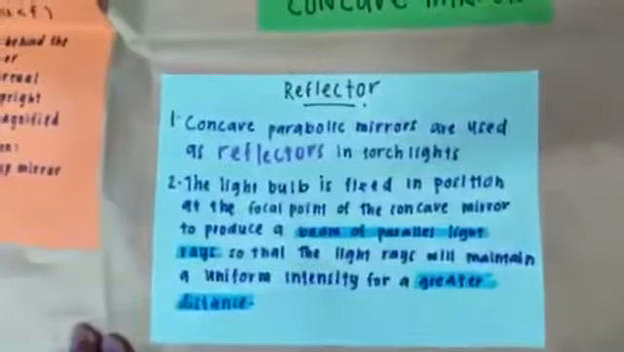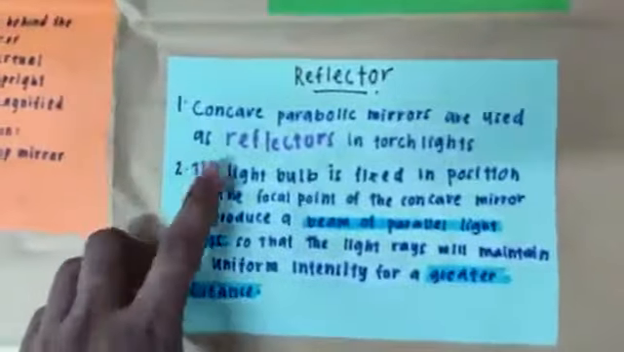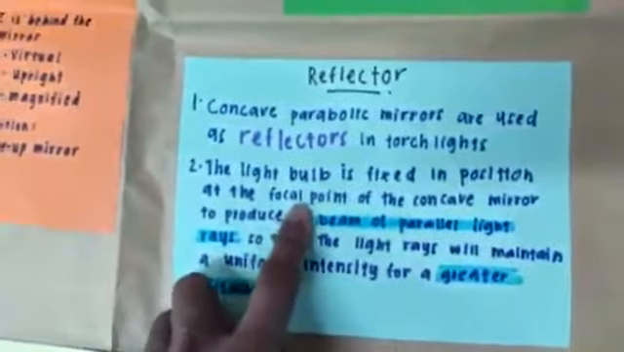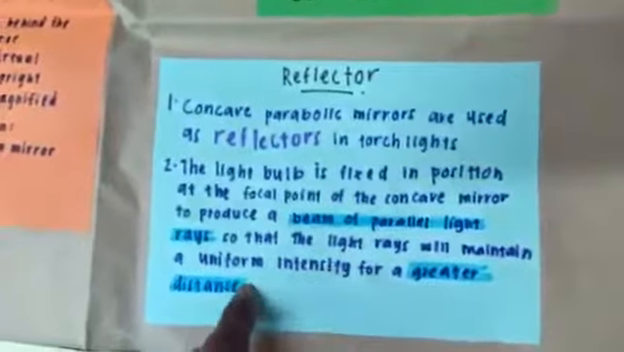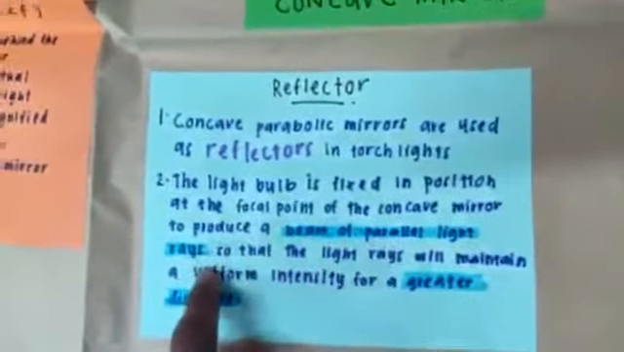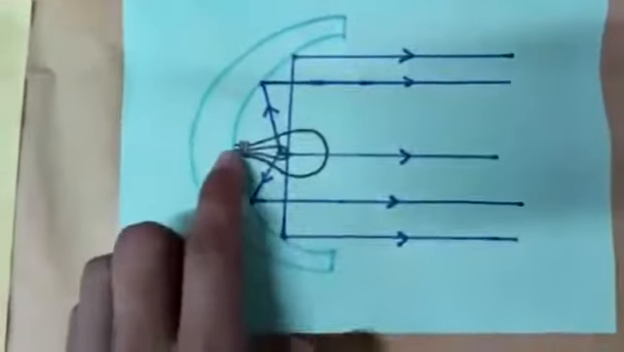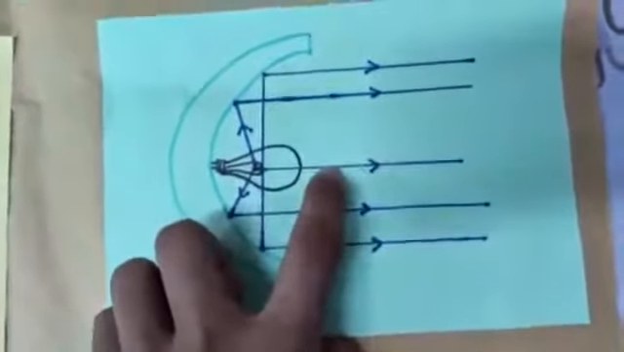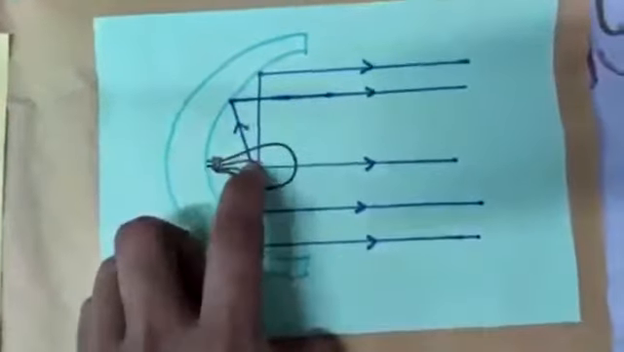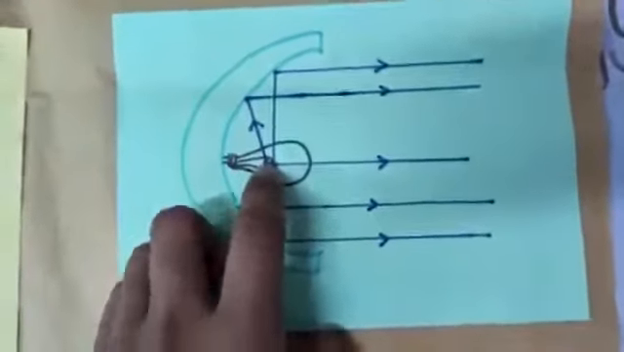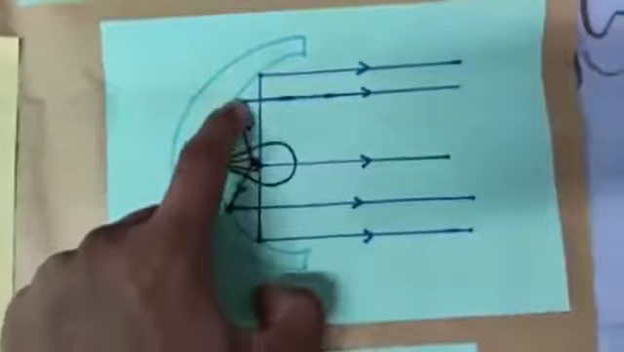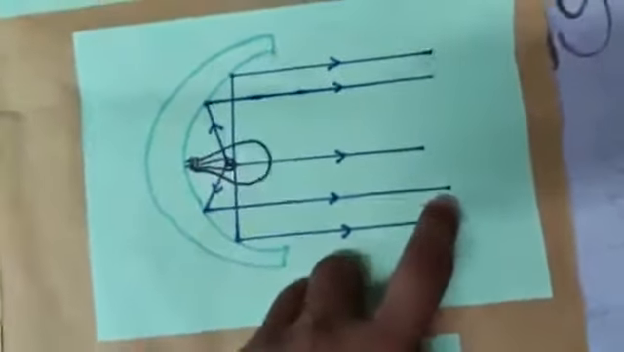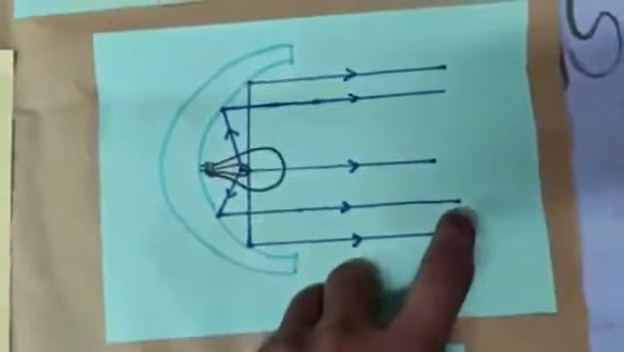From this statement, we can see how a light bulb is fixed in position at the focal point to produce a greater distance of beam of parallel light rays. From this picture, we can assume that this is the pole of the mirror, this is the focal point, and this is the center of curvature. So the light bulb is placed at the focal point to produce a light beam which is parallel to the principal axis to have a greater distance and maintain a uniform intensity.